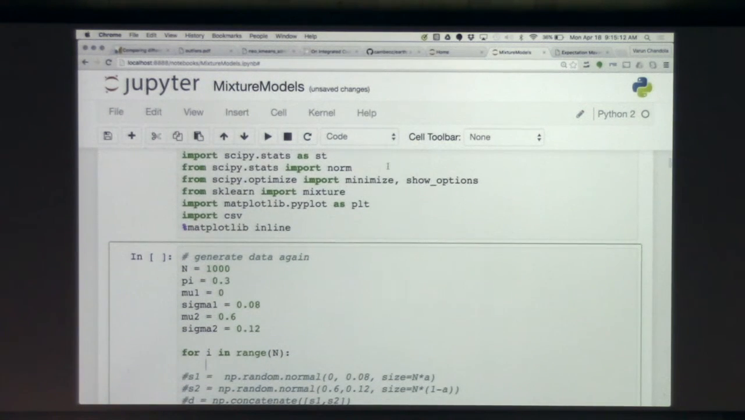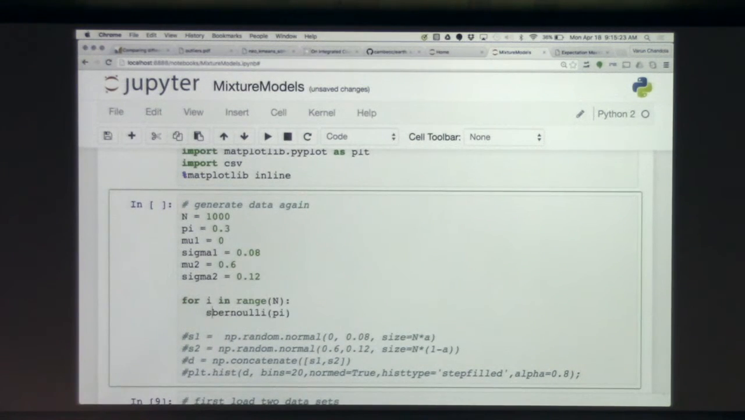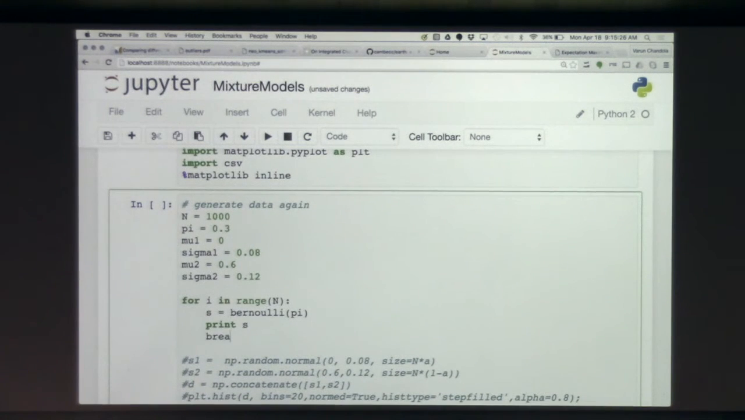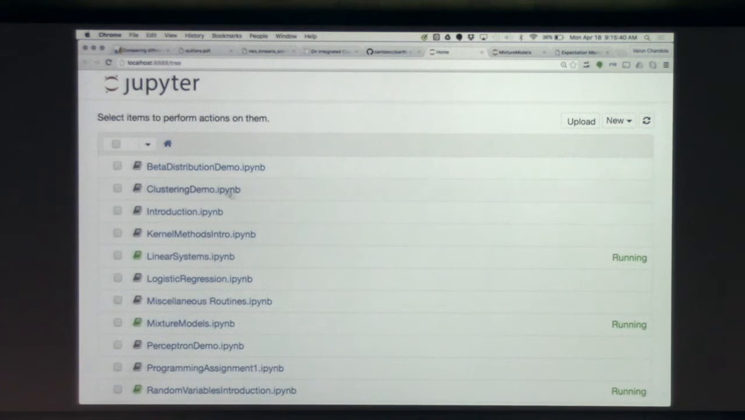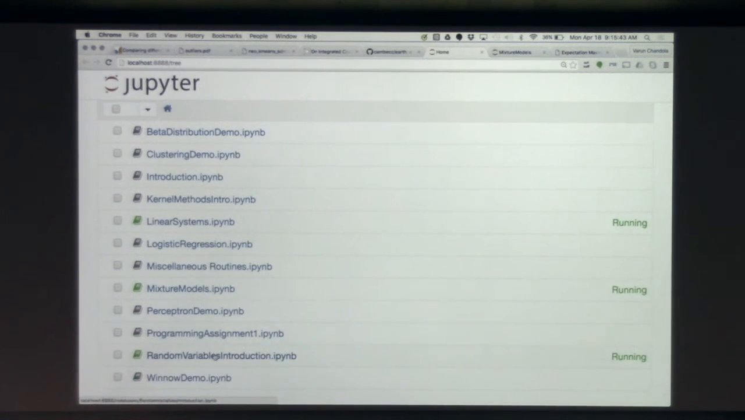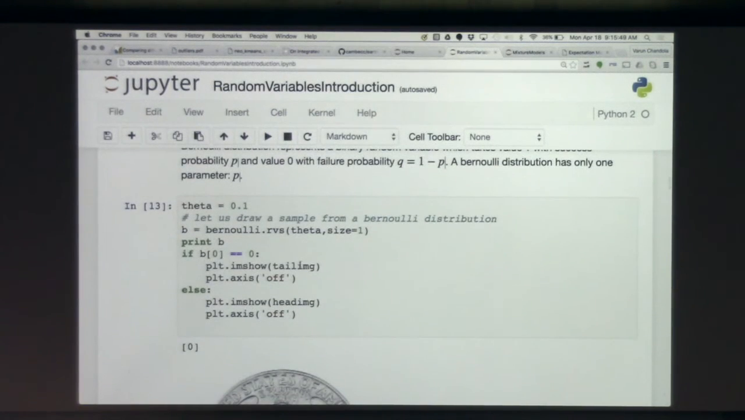So I will say just Bernoulli, and I'm going to sample from Bernoulli. Sorry, pi dot what? How do you sample from Bernoulli? Completely forgot. Draw a sample. Oh yeah, here it is. Bernoulli.rvs theta.